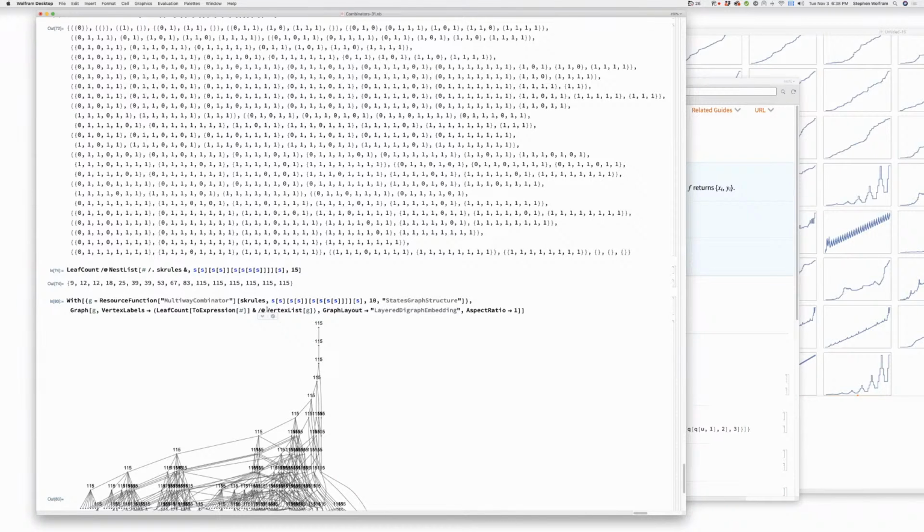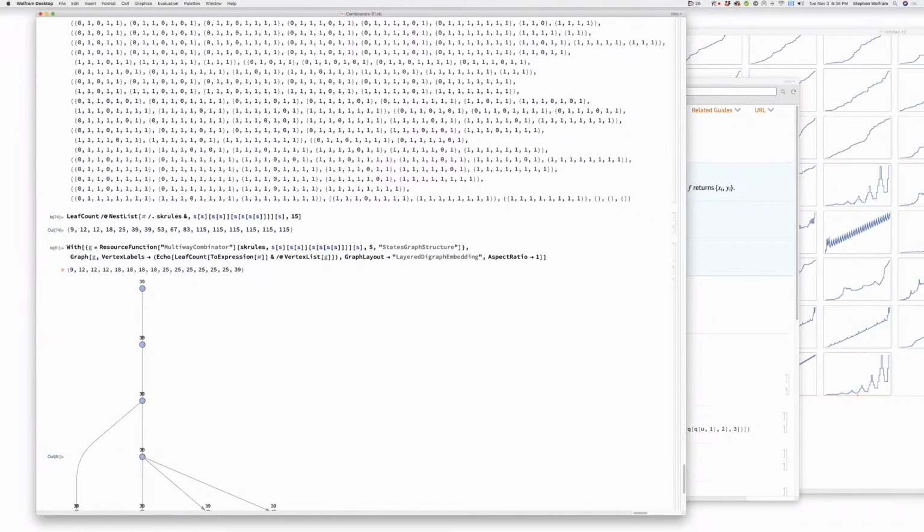Vertex list of G. Mapping of a vertex list of G, this leaf count. Well, let's echo that whole thing. Oh, I see what's wrong. Silly me. I need to say hash arrow, that leaf count. Okay. 10 steps.